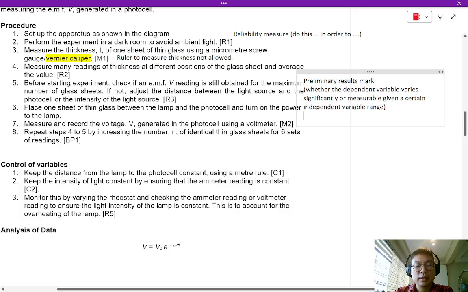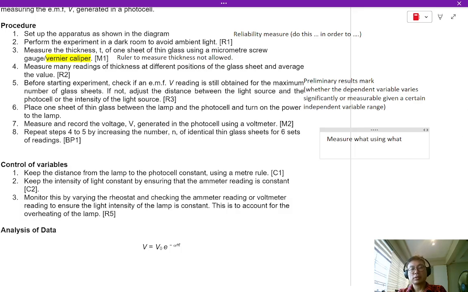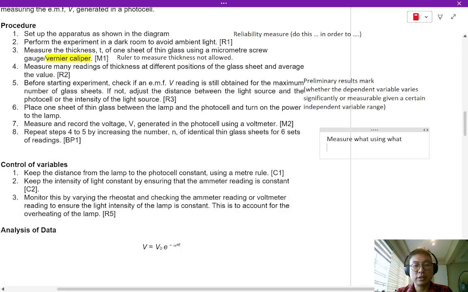All right, now next. The thing is that we're going to measure the voltage using a voltmeter. So remember to always mention whenever you measure what using what, okay? You must always measure something using something. Now repeat steps 4 to 5 by increasing the number of identical thin glass sheets for 6 sets of readings. This will get you the basic procedure, 1 mark.